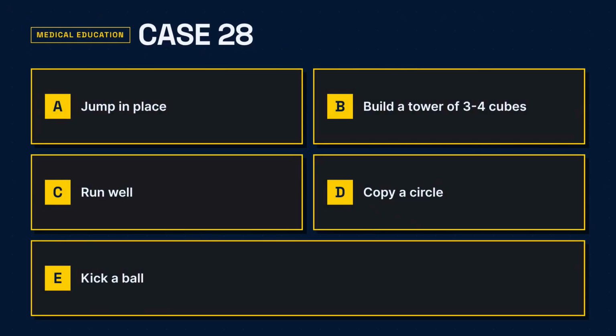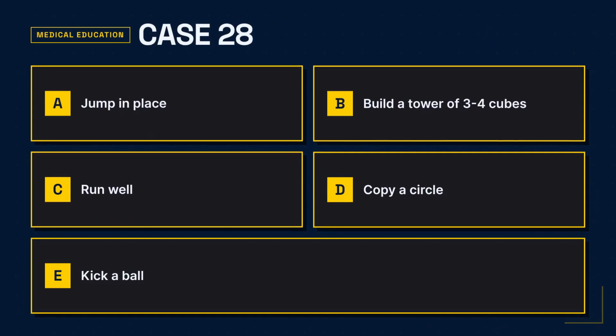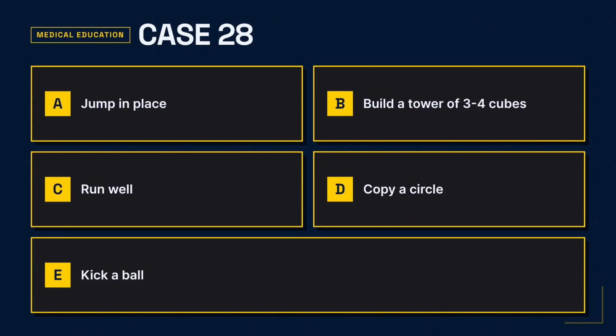A. Jump in place. B. Build a tower of 3 to 4 cubes. C. Run well. D. Copy a circle. Or E. Kick a ball. Pause and select. The correct answer is B. Building a tower of 3 to 4 cubes. By 18 months, fine motor skills include using a spoon and building a small tower. These milestones help you assess neurodevelopmental progress. Remember the rule of 2 for 24 months: 2-word phrases, and 2-step commands.